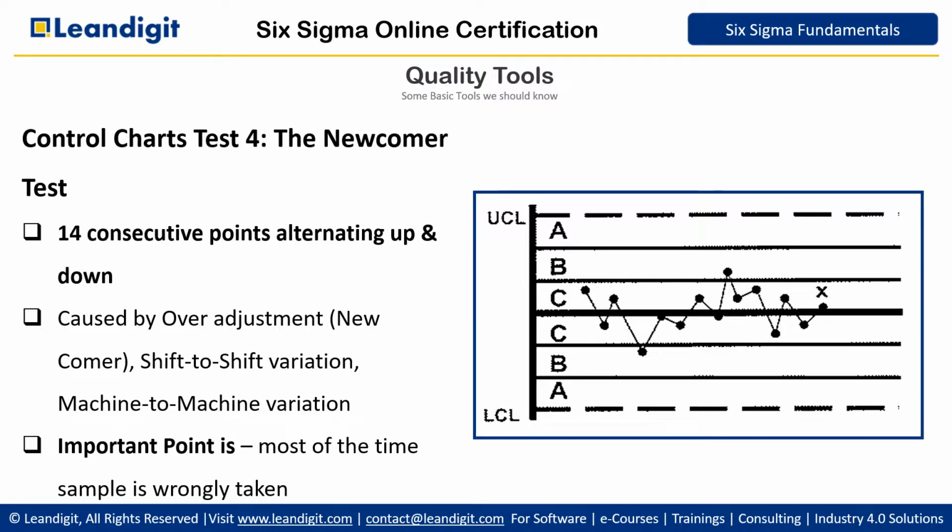Test number 4, also popularly known as the Newcomer Test, is when 14 consecutive points alternate up and down. It is usually caused by over-adjustment, where a new person has come and for every change in any direction, he wants to reverse it, or by shift to shift variation or machine to machine variation. And many times we have seen that this is caused by a wrong pattern of sample taking.